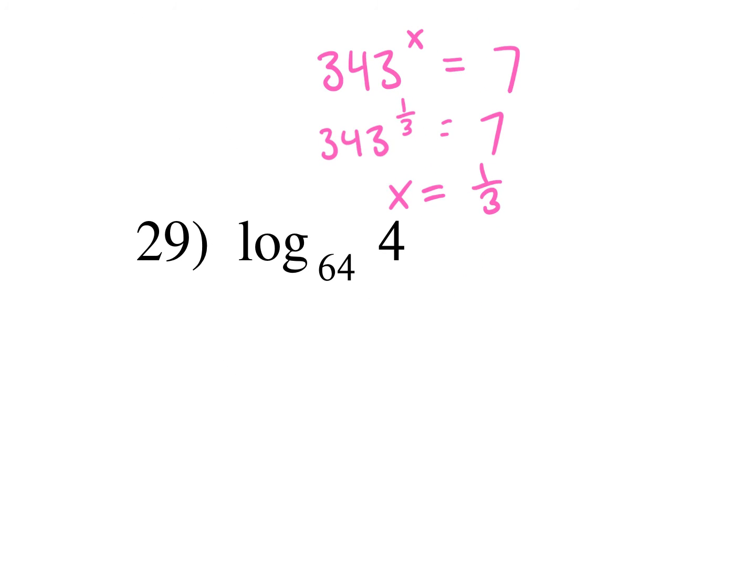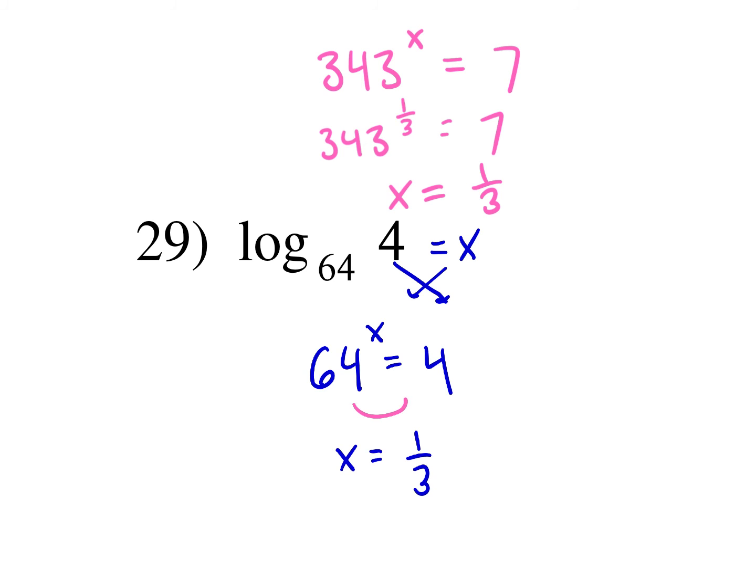All right, 29. So what's my base? 64. What's the exponent? X. And what's it equal to? 4. So 64 to what power is equal to 4? Here it gets smaller, so what do I know my answer has to be? A fraction again. So 4 to what power would give me 64? 4 to the third power, so what does x have to be? 1/3, because it has to be a fraction to make it smaller.